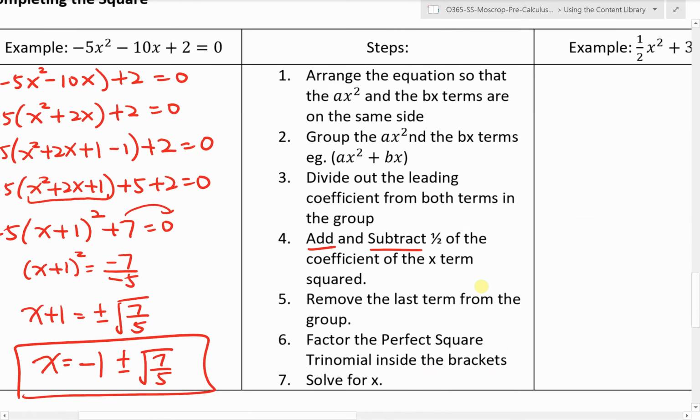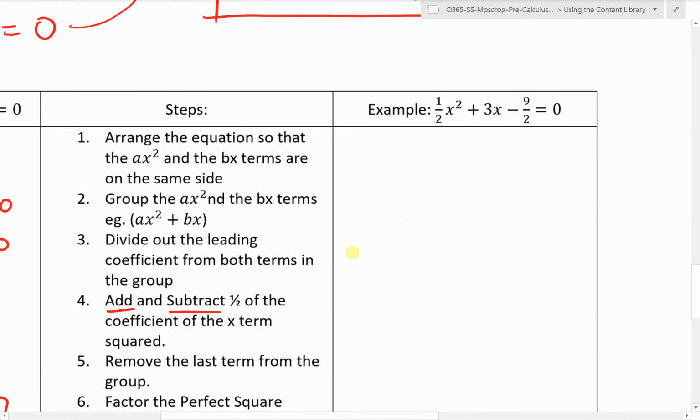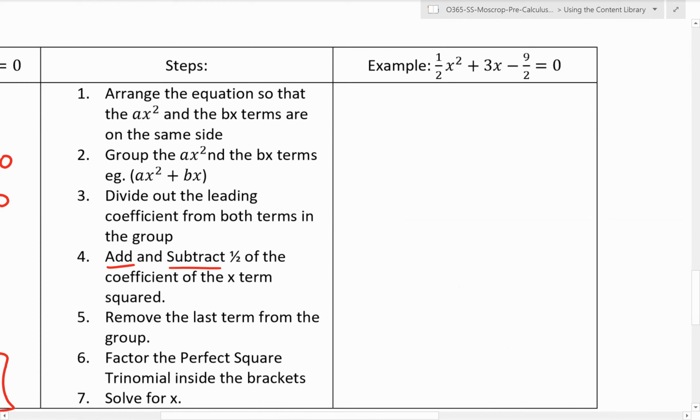Okay, again, I will show you one more time with the second example, and I'll let you try some. First step, arrange them so that they are on the same side. They are already on the same side. Step 2, we're going to group them together.